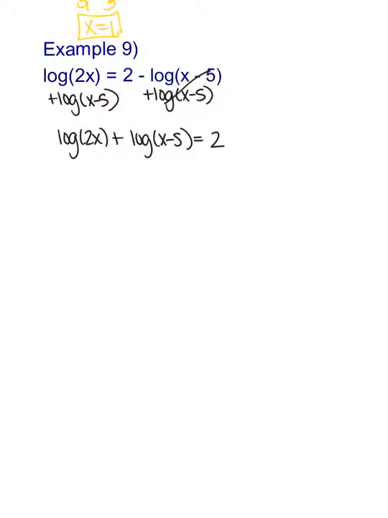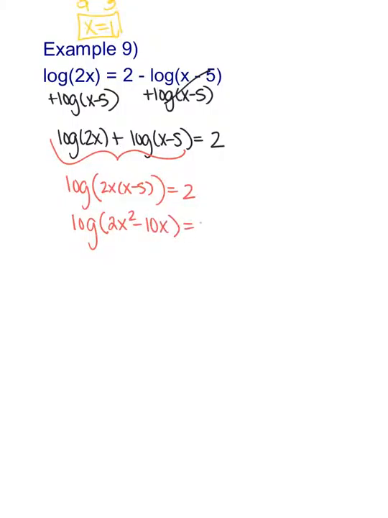Now I can condense. And since I'm adding these logarithms, that means I will be multiplying 2x times (x minus 5). And that's going to require a distributive property. So I'll end up with 2x squared minus 10x equals 2. And now that I've got the log by itself, it's time for the rewrite or the property.